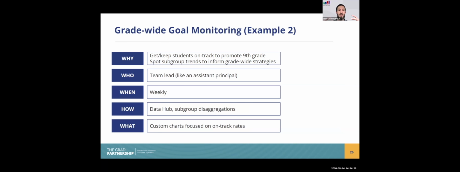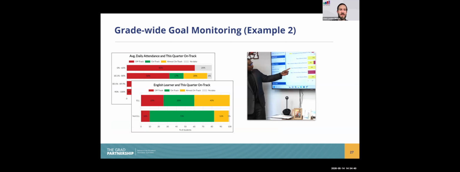At RISE, the Data Hub disaggregates subgroups. The Data Hub pulls data from the student information system every night. And one of the features that we have is something called custom charts that might focus on track rates. So what that might actually look like, I'm going to have a couple screenshots here, and then you can see it in use. Within the Data Hub, this assistant principal might need to say, okay, if I'm looking for subgroup disaggregations towards our on-track goals, what subgroups might be meaningful?